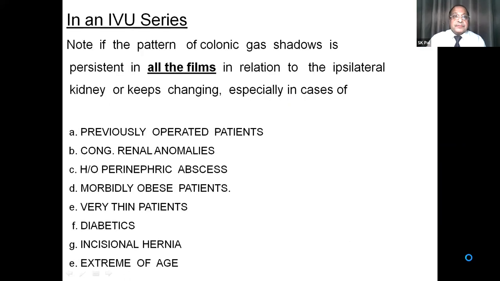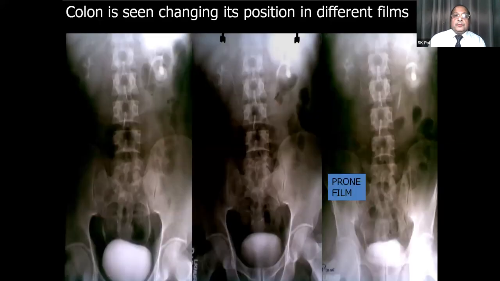One example, in an IVU series, note if the pattern of colonic gas shadows is persistent in all the films in relation to the ipsilateral kidney or keeps changing its position, especially in these cases where the colonic injury is more common. So what you will do, you will put all the films together, and now you see the position of the colonic gas shadow in this film. In this film, the colonic gas shadow has changed, and in the prone film, whole of the colon is gone down. There is no colonic gas shadow around the kidney. We are very safe. It is a mobile colon, so no problem.